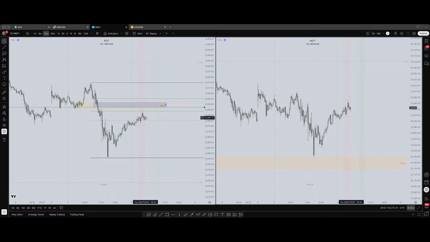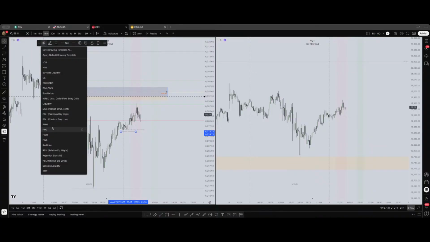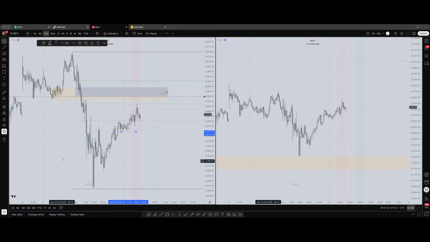So I think price will reach this area. It seems interesting, keeping higher and higher, and I like the fact that you see all this liquidity residing here. All these are relative equal lows, which I like. Price leave it like this, relative equal lows.